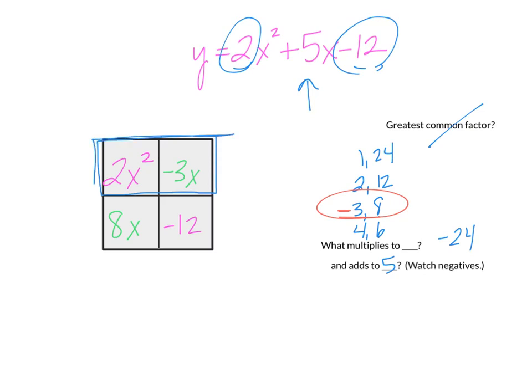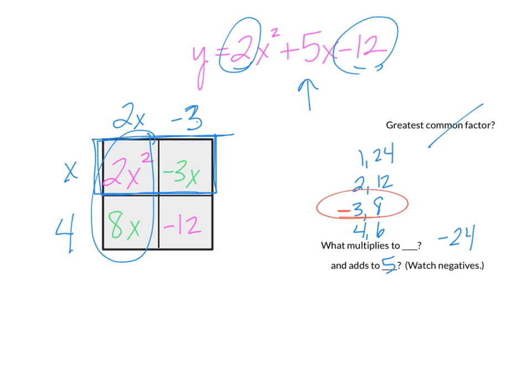What goes into both 2x squared and negative 3x? The positive x. X times what is 2x squared? 2x. 2x times what is 8x? That's going to be a 4. 4 times what is negative 12? And that's going to be a negative 3.